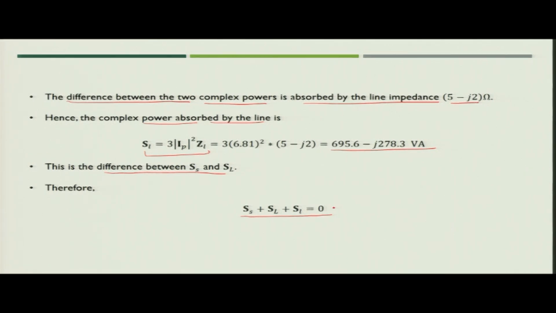So, with this we can close our today's session. In this session we discussed about the last combination, that is delta star combination for the 3 phase circuit, and also discussed about the balanced 3 phase power. In the next session we will discuss unbalanced 3 phase system and the calculation of power for the unbalanced 3 phase system. Thank you.